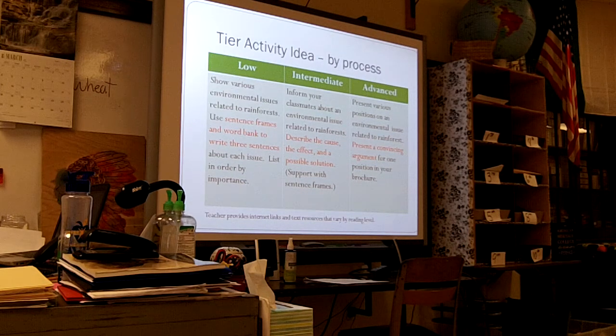Cause and effect, the atomic bomb. Drop the atomic bomb on Japan. Cause and effect. Give them some key words, right? Throw out some terms that they can use. They'll feel more confident when they write. And then advanced: present a convincing argument.